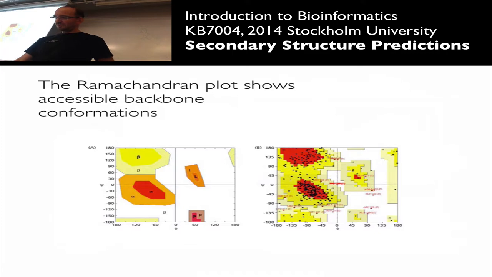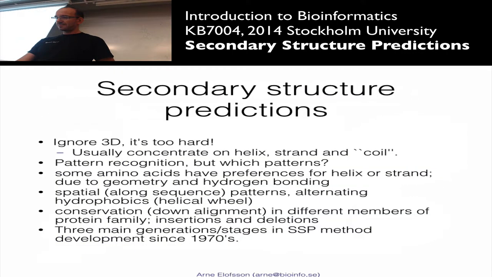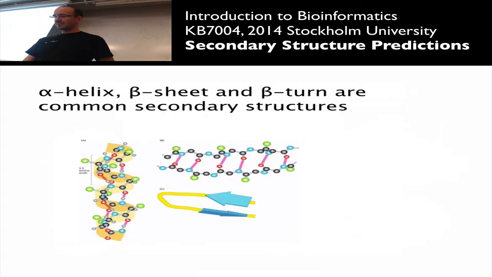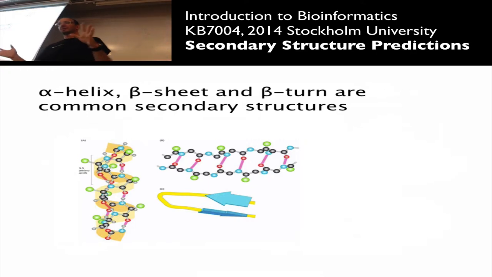So, one question we can ask then is, can we predict the secondary structure? We know that the amino acid sequence determines the structure of the protein, but that also determines the secondary structure.